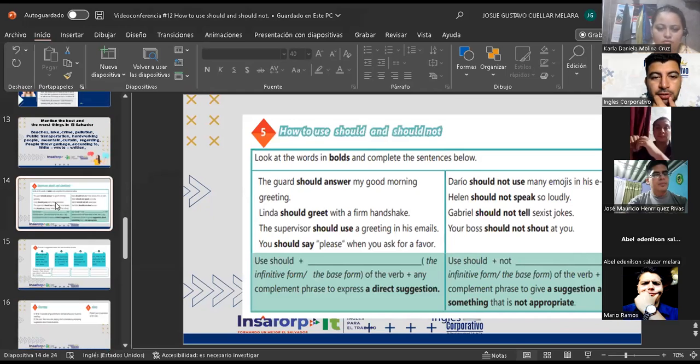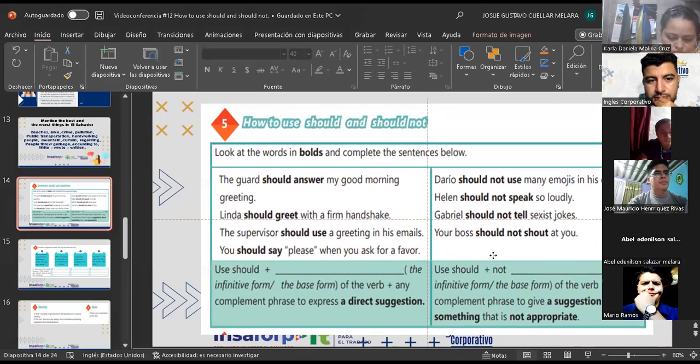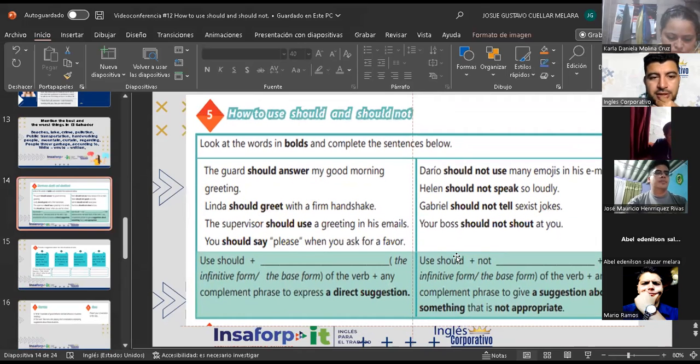Okay, let's continue with this. Look at the words in bold, en negrita, and complete the sentences below. Here we have, let me check this. So you can see it. Okay.